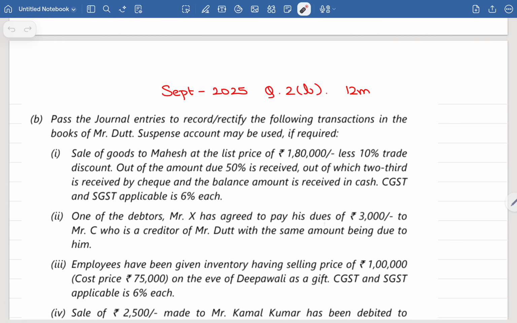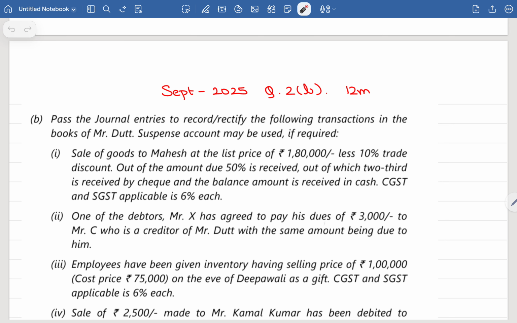Question number 2b. This question was asked for 12 marks. So let us go through the question one by one. Pass the journal entries to record or rectify the following transactions in the books of Mr. Dutt. Suspense account may be used. That means they have already prepared the trial balance and there is a suspense account in the trial balance to tally the debit and credit if required.